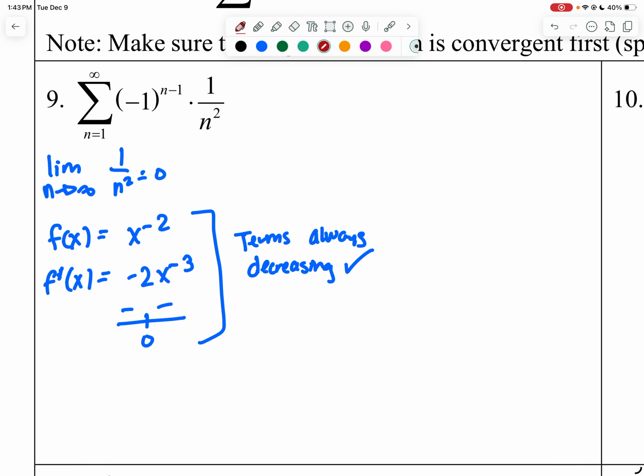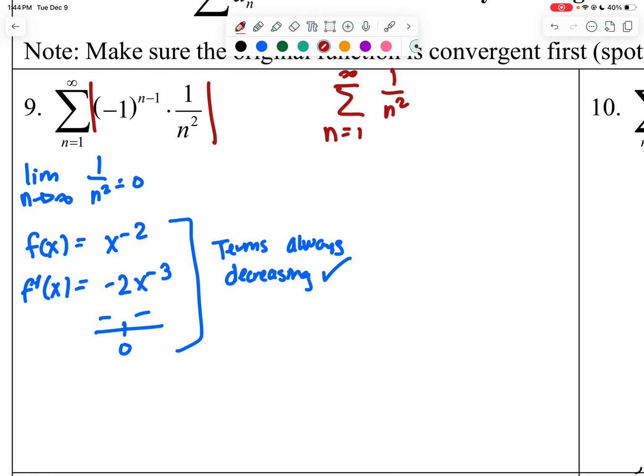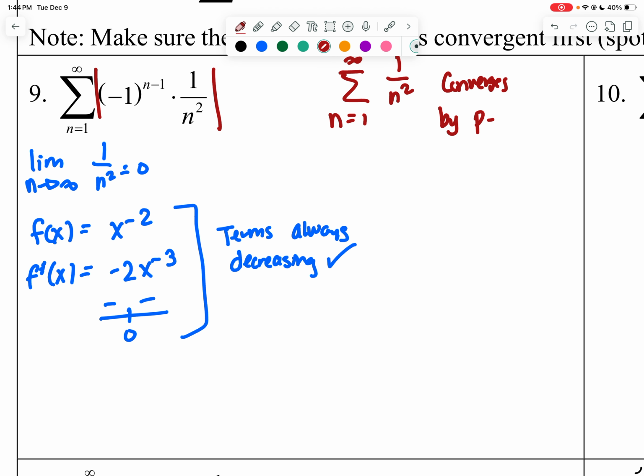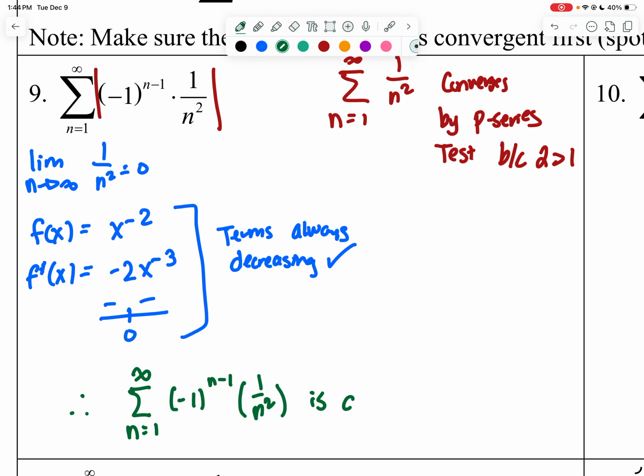So now what we're going to do here is just take the absolute value of the series. So now we have this in red. Now, because the absolute value series is a p-series and our exponent is greater than 1, we know that the series for 1 over n squared converges by p-series test. Because 2 is greater than 1, you want to tell me why you know that it converges by p-series. And because we know that the terms are always decreasing and because we have the p-series test right here, then we could say, therefore, the original series is absolutely convergent.